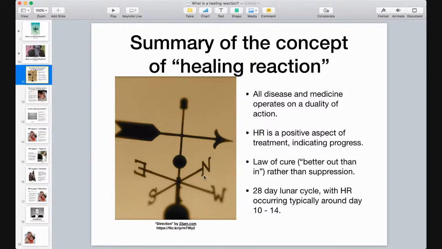And more specifically, the healing reaction represents the law of cure, which takes things in the correct direction. It's the old expression, better out than in, and it's the curative direction rather than the suppressive direction. The other main concept we went over last week was that the healing reaction really fits in as one piece of the overall 28-day lunar cycle that the remedy action follows. So most typically, we have the healing reaction appearing somewhere in the middle, often somewhere in the 10 to 14-day range after the remedy. Could be earlier, could be later, but that's the peak of the bell curve from our general experience.